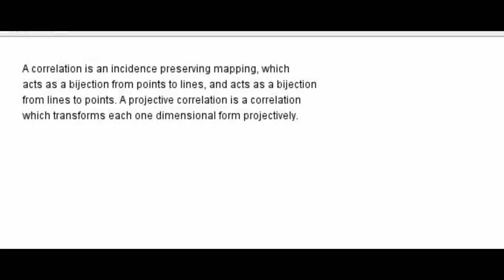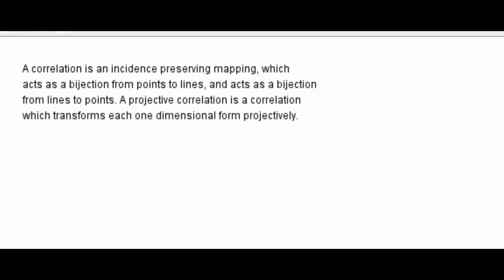Okay, so finally, let's talk about correlations. A correlation, unlike the collineations we were discussing before, actually sends points to lines and lines to points. It does that as a bijection, and it preserves incidence. So in a way, it's quite similar to a collineation. The difference is that whereas a collineation sends each point to a point and each line to a line, a correlation sends each point to a line and each line to a point. So it has this interesting property of changing one form into the opposite, or the dual.